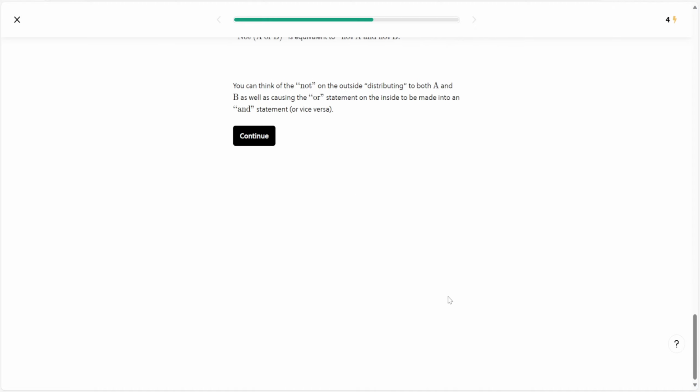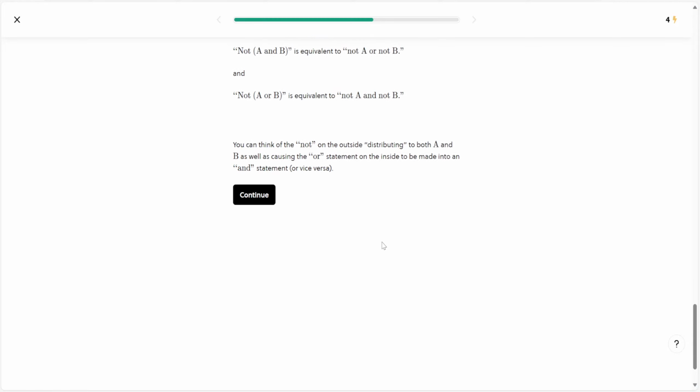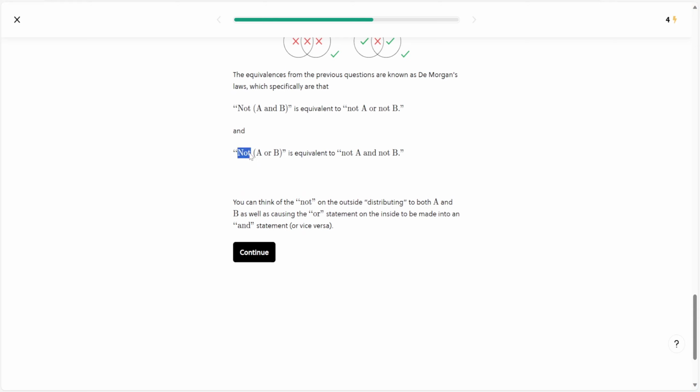I'm going insane. You can think of the not on the outside of the brackets distributing to both A and B, as well as causing the or, which I'm guessing is this statement on the inside, to be made into an and statement or vice versa. What is going on?